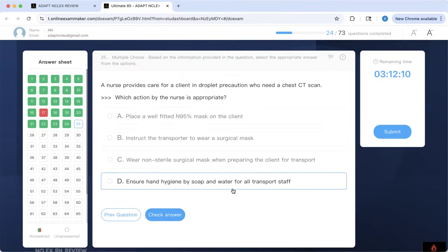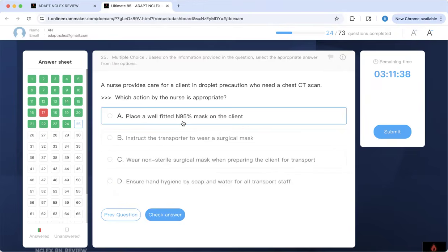And let's provide care for a client on droplet precaution. You want to go to the CT scan. Which action by the nurse is appropriate? Concept, what do you think? Pick your answer. I will give you the concept. You pick the concept. If it's droplet precaution, the patient does not wear anything. The nurse wears what? Surgical mask when taking care of the patient. When the patient leaves their private room, the patient wears a surgical mask. The nurse or any transporter does not wear anything.